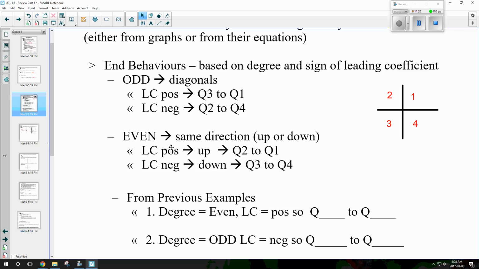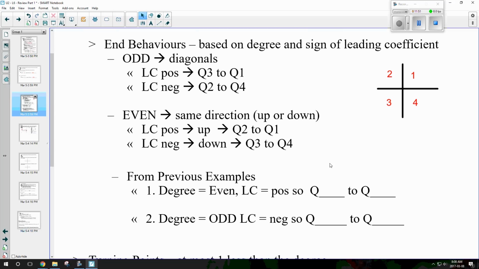And for this one, the rule is very similar to our parabolas. When our leading coefficient is positive, we know that it opens up. So when something opens up, it goes from quadrant 2 to quadrant 1. When our leading coefficient's negative, it opens down. And opening down is the quadrants 3 to quadrant 4. And remember, you need to have these rules memorized, so please make sure you're studying those.